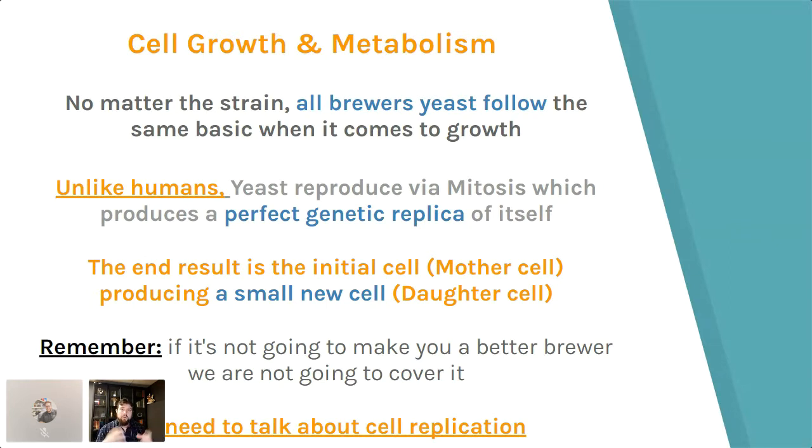So when yeast cells are growing and dividing, that initial large mother cell that produces the new cell is going to just slowly produce a smaller and smaller, larger, growing daughter cell, which will then bud off and do the same thing as the mother cell did.